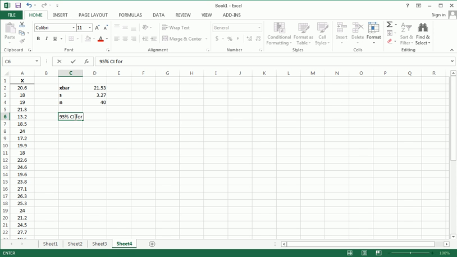Okay, so now we can start to do the 95% confidence interval for mu. How did I get that? Hold the Alt key, type 230, you'll get the Greek letter mu. It's not terribly important to get that symbol, but I just want you to see what I'm doing here.